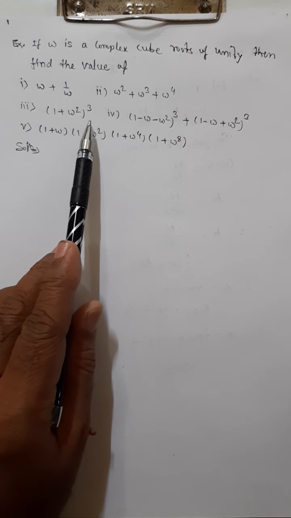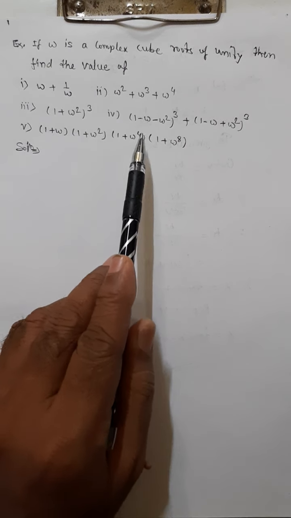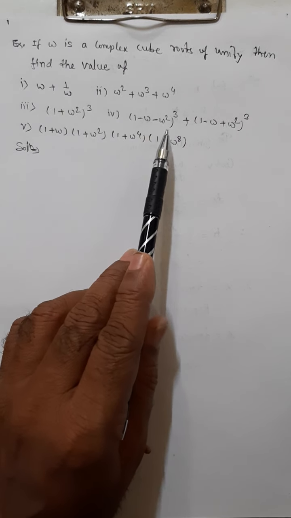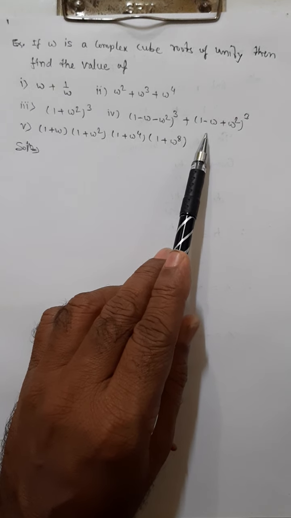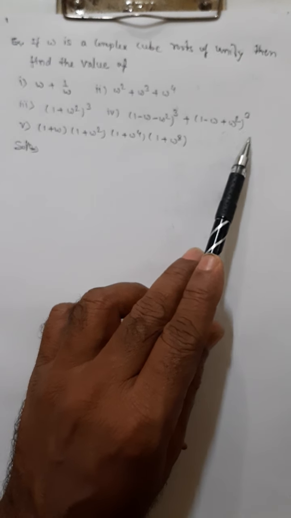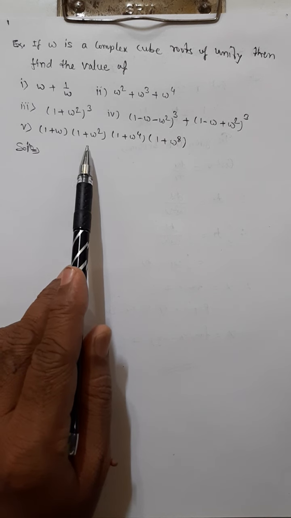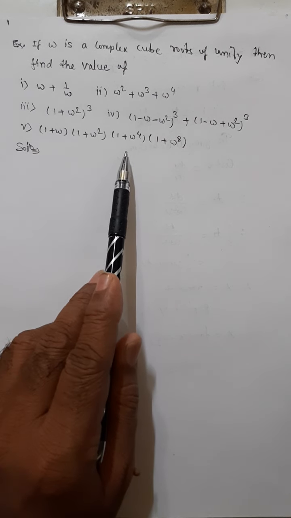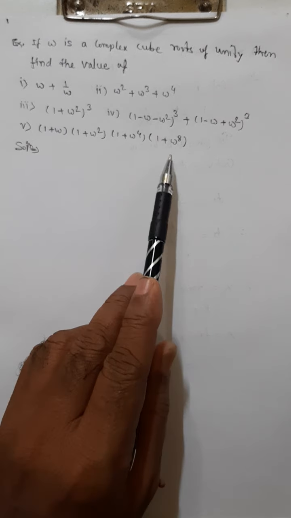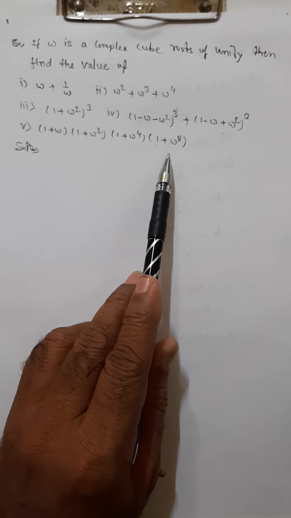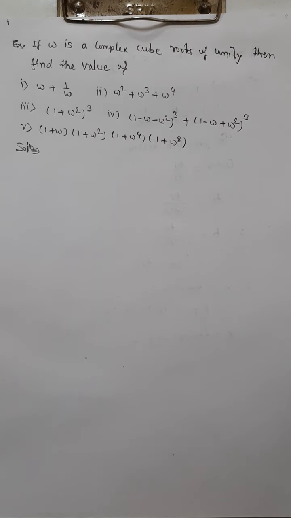plus omega square whole cube, fourth 1 minus omega square whole cube plus 1 minus omega plus omega square whole cube. Fifth problem 1 plus omega into second bracket 1 plus omega square, third bracket 1 plus omega power 4, fourth bracket 1 plus omega power 8. So let us solve.